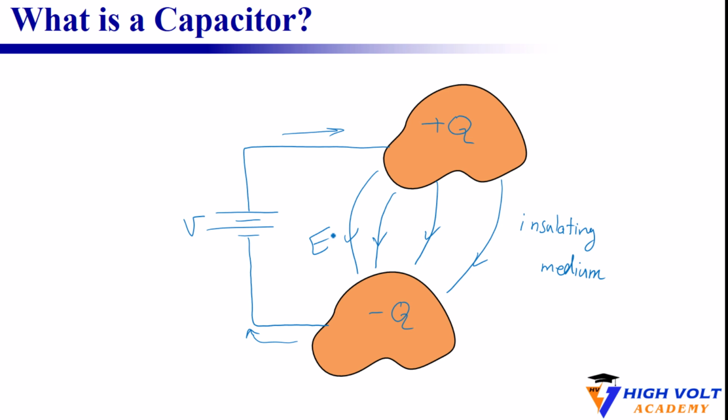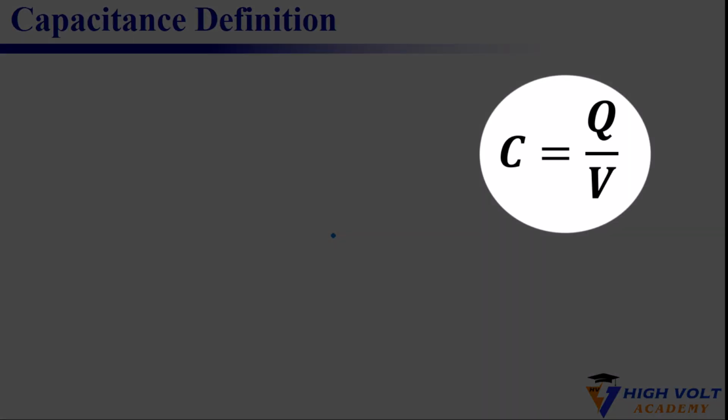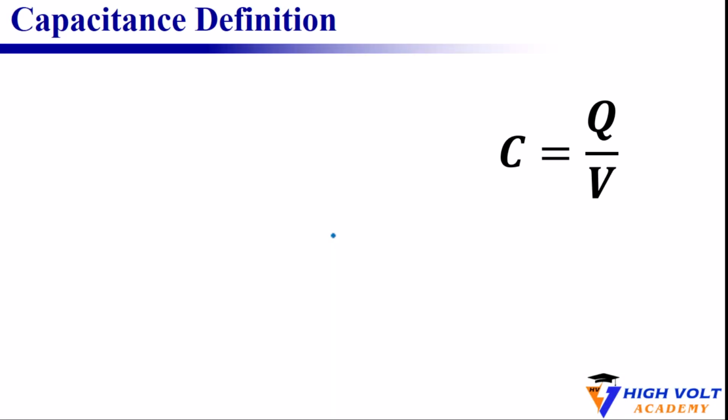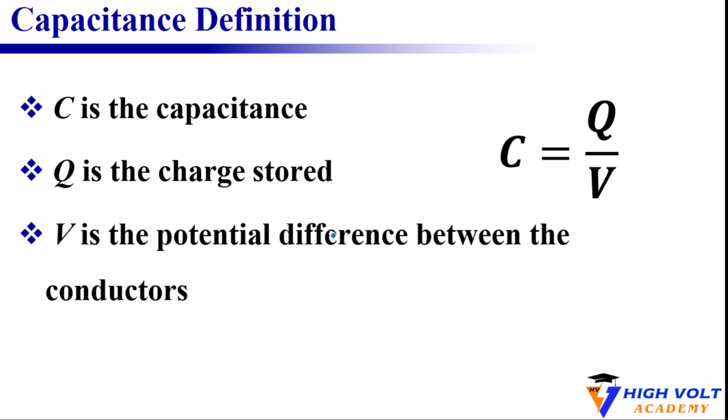Now that we understand what a capacitor is, let's talk about capacitance. Capacitance is defined by the equation C equals Q divided by V, where C is the capacitance, Q is the charge stored, and V is the potential difference between the conductors. In simpler terms, a capacitor with a higher capacitance can store more charge at a given voltage. Capacitance is measured in farads, which is equivalent to coulombs per volt.